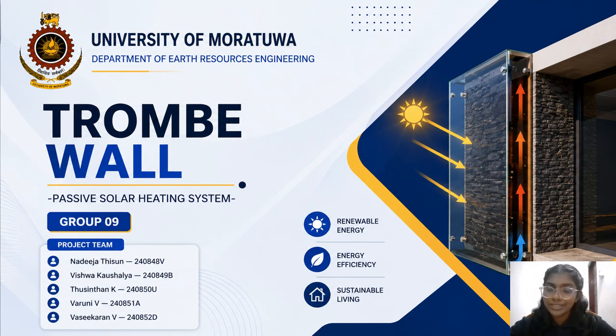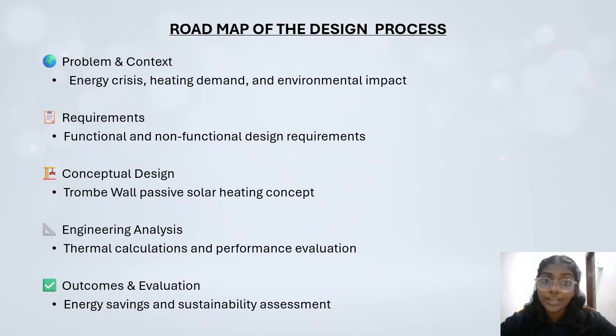So, let's begin with the roadmap of our design process. First, we will discuss the problem and context, mainly focusing on the energy crisis and environmental issues caused by conventional heating systems. Next, we will explain the functional and non-functional requirements that guided our design.